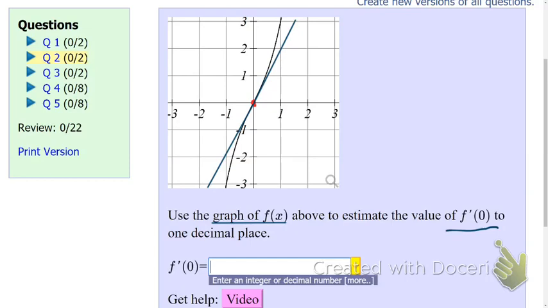Now, what I need to do is calculate the slope of that line. So I can look at two different points. So maybe the origin and this point. And notice that I've got a rise of 2 and a run of 1. And so the slope of my tangent line is going to be 2 over 1, or 2, which is what I would enter for an answer.